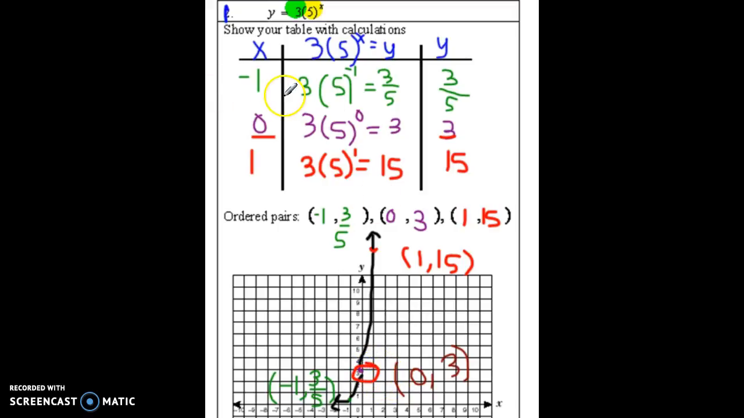And then I do negative 1. The negative in the exponent changes this into the denominator. That's how I got 3/5. So negative 1, 3/5. Then I'm going to plug in 1, and I got 15. So I got 1, 15 way up here. And this forms an asymptote on the x-axis. It won't cross the x-axis.